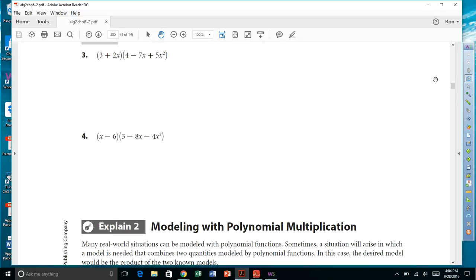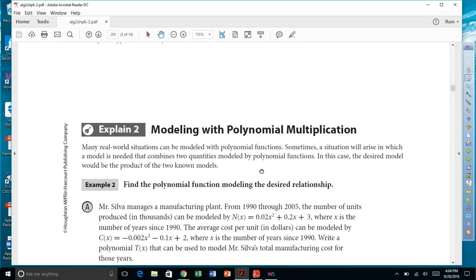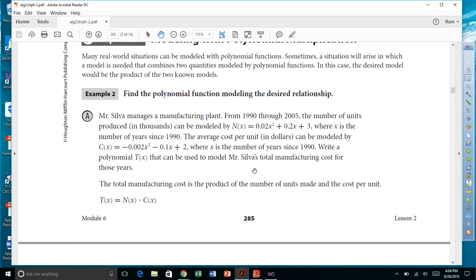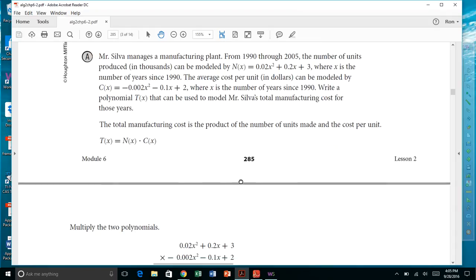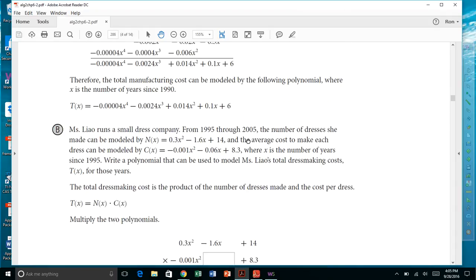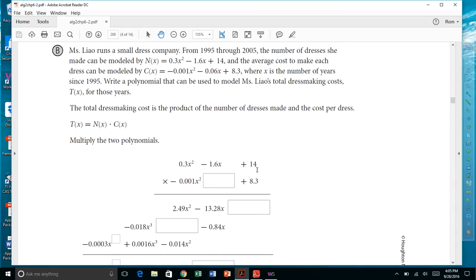Modeling with polynomial multiplication. Many real-world situations can be modeled with polynomial functions. Sometimes a situation will arise in which a model is needed that combines two quantities modeled by a polynomial function. In this case, the desired model would be the product of two known models. I'll let y'all read A, and then when you get back, we'll do B together. Glad you're back.